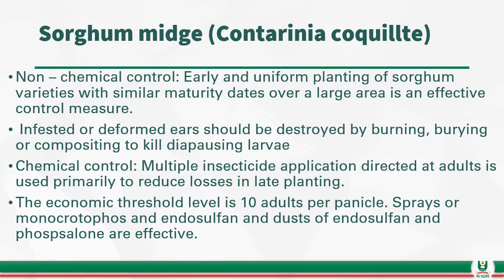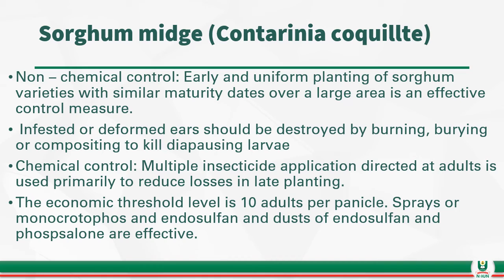And you can control chemically also by applying multiple insecticides, and you direct these insecticides at the adults, because it's these adults that eventually give birth to the larvae. So you spray the adults to reduce loss in the late planting. If you plant late, you target the adults, so you spray them.